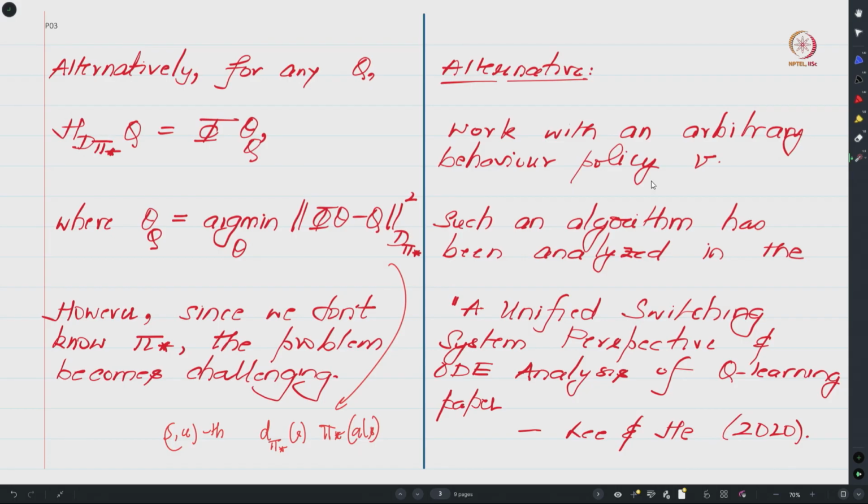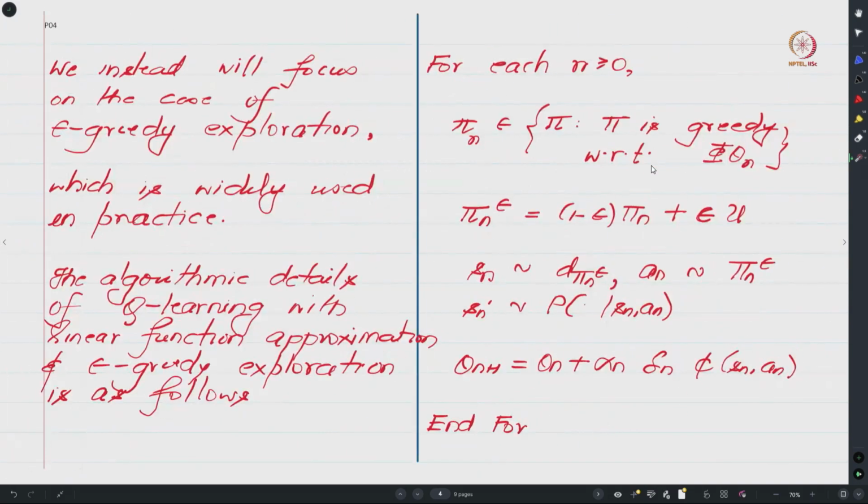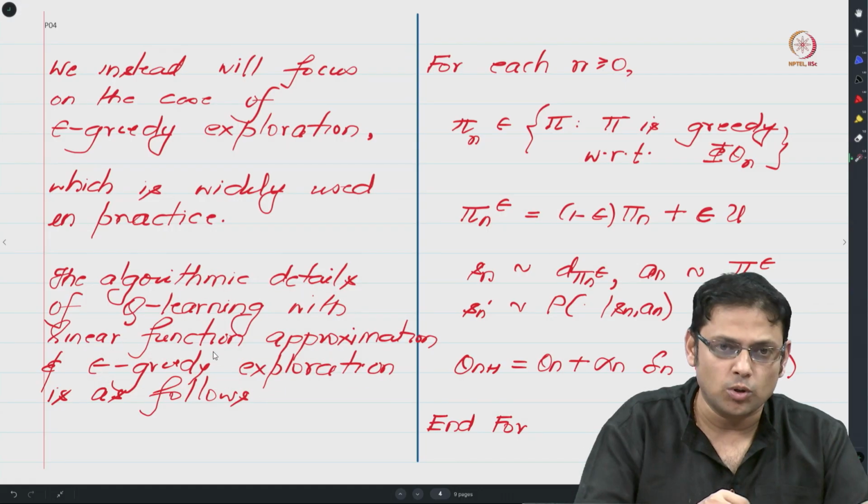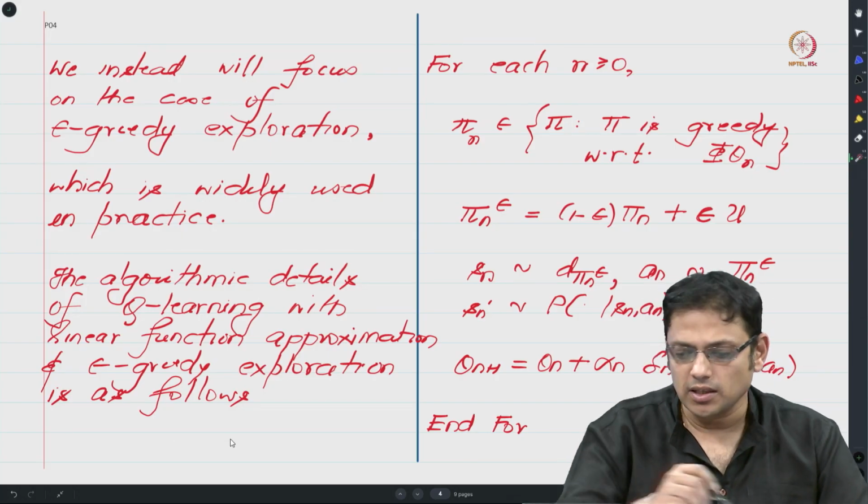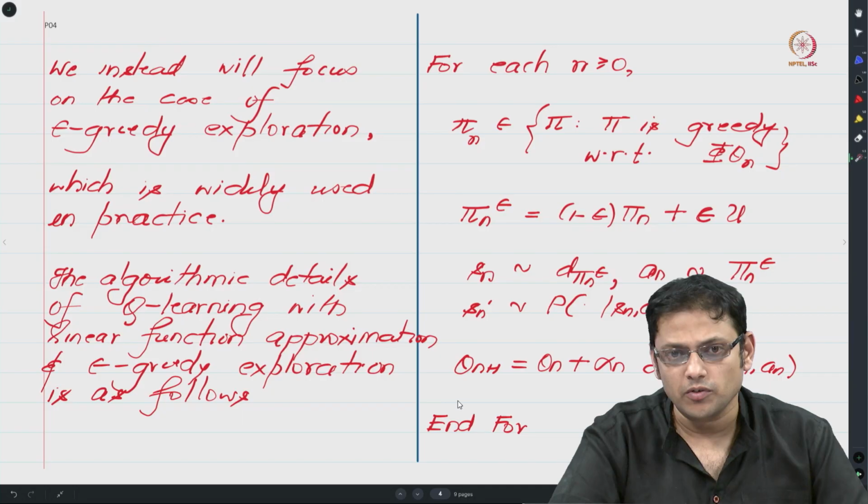So keeping that in mind, we will not be looking at the analysis of the algorithm where the behavior policy is fixed. Instead we will focus on what is referred to as epsilon greedy exploration. On the one hand it is quite challenging to analyze, on the other hand we want to focus on this because it is one of the algorithms that is widely used in practice. Now the algorithmic details of Q learning with linear function approximation and epsilon greedy exploration are as follows. So here is the algorithm.